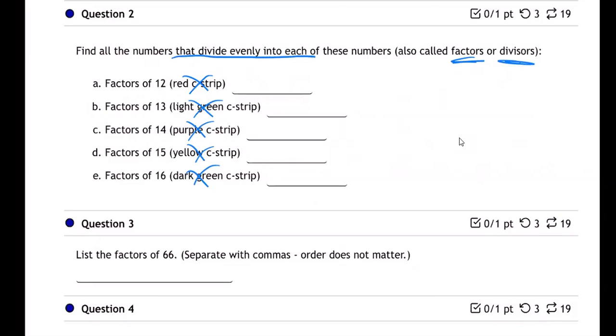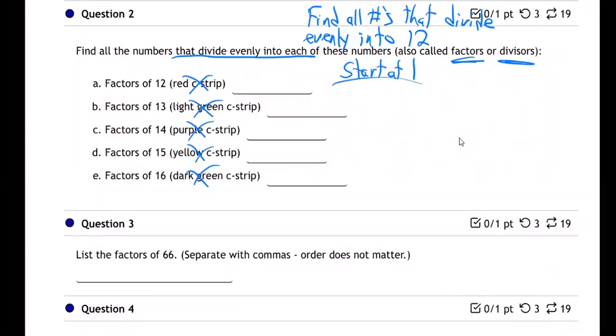That's what we mean. They're saying find all numbers that divide evenly into 12. That's what they're asking us for. Find all the numbers that divide evenly into 12. What are all the numbers that divide evenly into 12? There's no remainder.